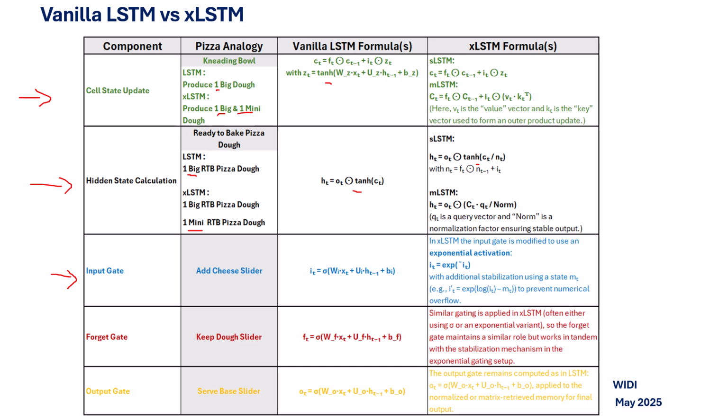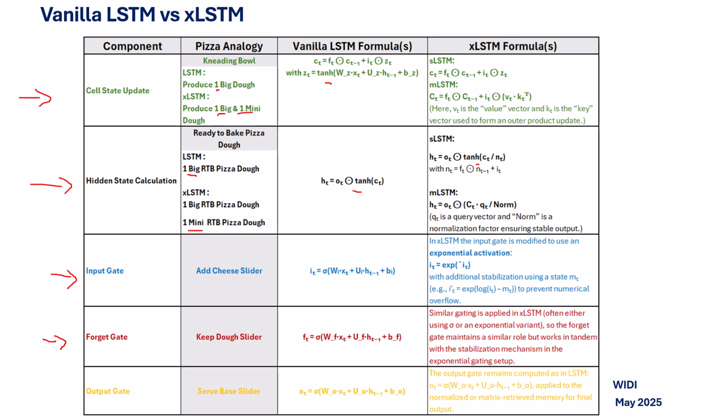with additional stabilization using state m sub t. Next is the forget gate. This is the one that we usually do first, deciding how much of yesterday's dough pizza we will be using, so how much of it we will forget, and how much we will keep. So in here, it will still use similar gating with sigmoid. Similar gating is applied in XLSTM.